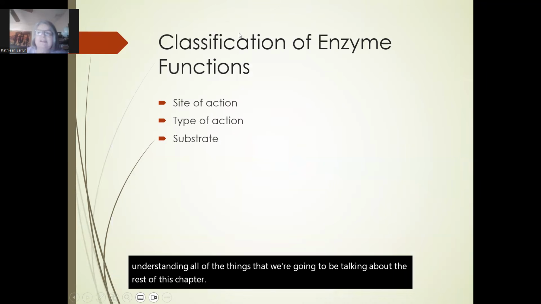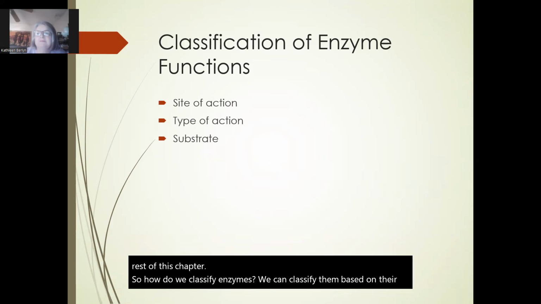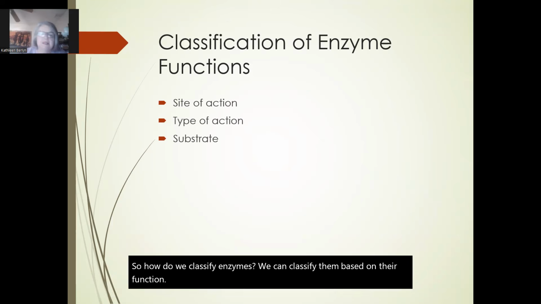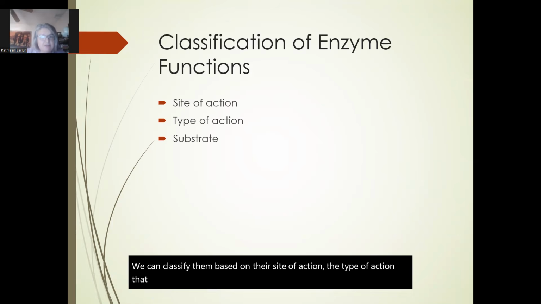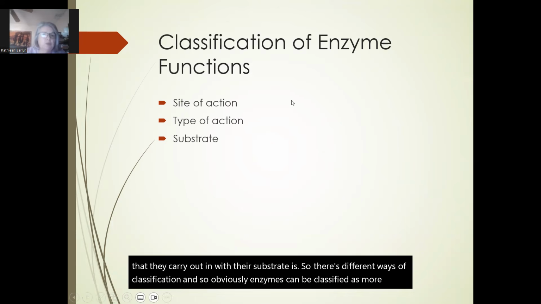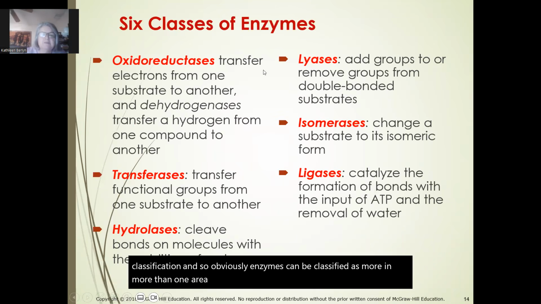So how do we classify enzymes? Well, we can classify them based on their function. We can classify them based on their site of action, the type of action that they carry out, and what their substrate is. So there's different ways of classification. And so obviously enzymes can be classified in more than one area. So here are some examples of six of the major classes of enzymes and what they generally do.